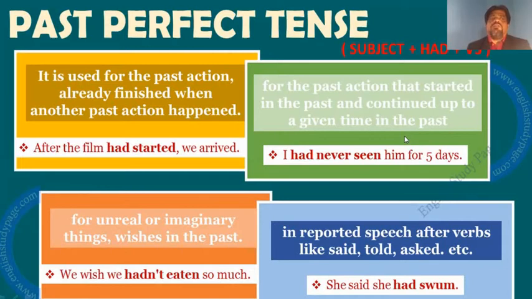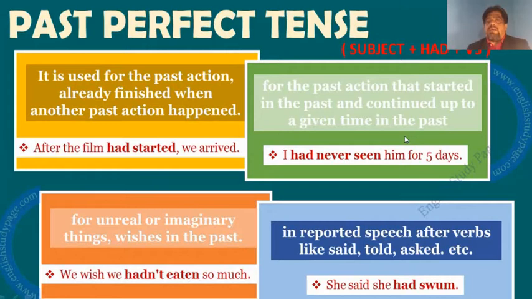It is used for the past action. Past perfect tense is used for the past action already finished when another past action happened. That way I said another past action had happened. For example, after the film had started, we arrived. Two actions: one, the movie started, and the other, we arrived. Now, which action happened first? That must be written in the past perfect tense, and the second action must be written in the simple past tense. That way we write, after the film had started, we arrived.